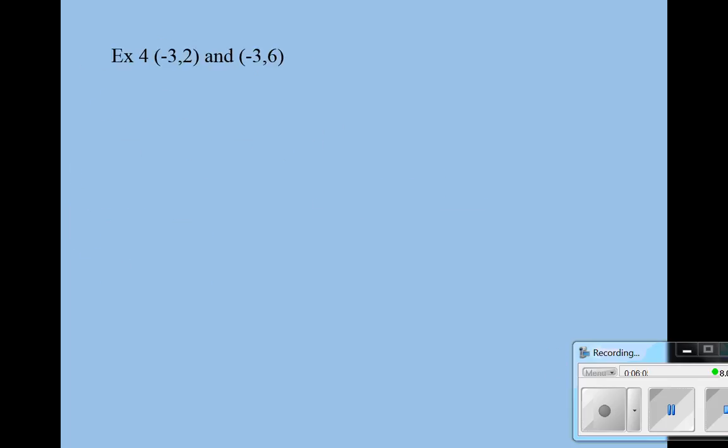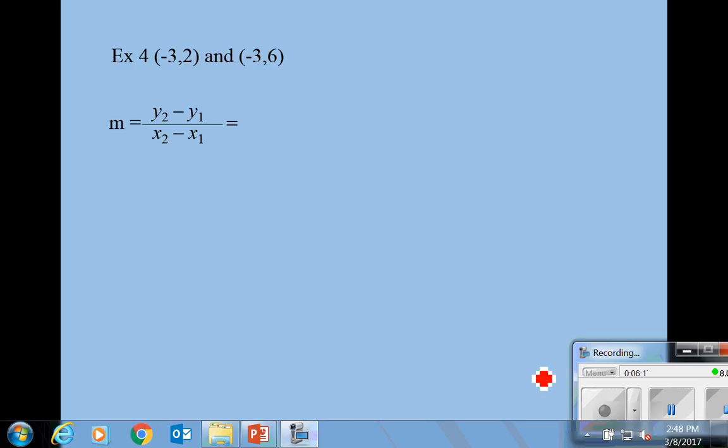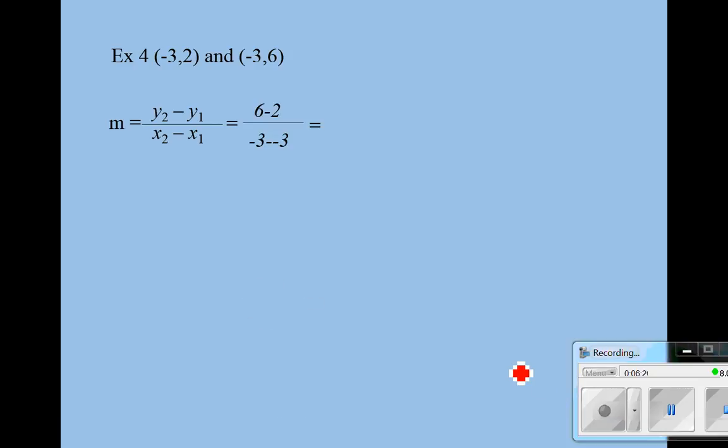Our final example is example 4, (-3, 2) and (-3, 6). And as always, we're going to start by finding the slope. After you substitute the numbers in, you will get a 0 in the denominator. The 0 is underneath. So if the 0 is underneath, the m is undefined. So we put a star beside this one because it is another special one. This is going to be our vertical line. We have m equals undefined. You know that that line is going to look like this.